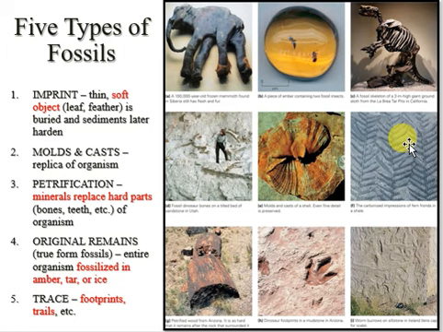There are molds and casts. Molds and casts are essentially hardened replicas of the organism. You can see this example here. This is a mold and cast of a shell. And the nice thing with molds and casts is that oftentimes you have the preservation of very fine detail. You can actually see all these striations preserved here in the mold.